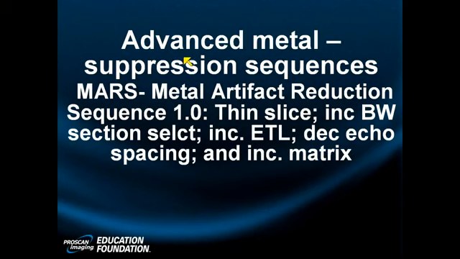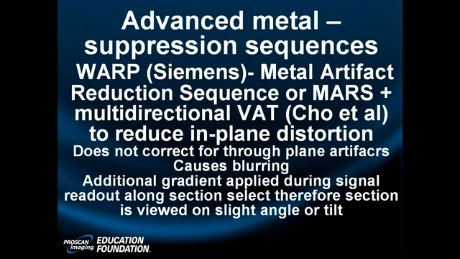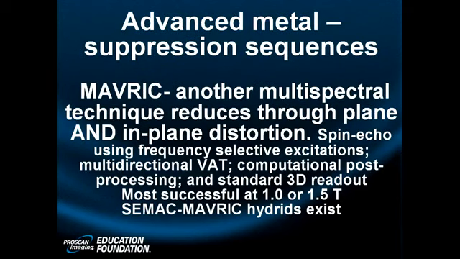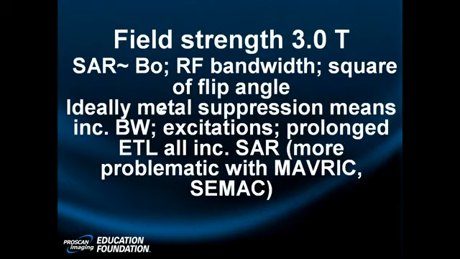There are a number of advanced metal sequences that I have summarized for you here with parameters like MARS, Metal Artifact Reduction Sequence, or WARP used by Siemens, or VAT, or CMAC. And these will all be available and be described for you in detail in MRI Online. The one that's most commonly used is MAVRIC, and this will also be discussed in detail, but all of these incorporate many of the tenets that we described before, some with extra gradients added in.